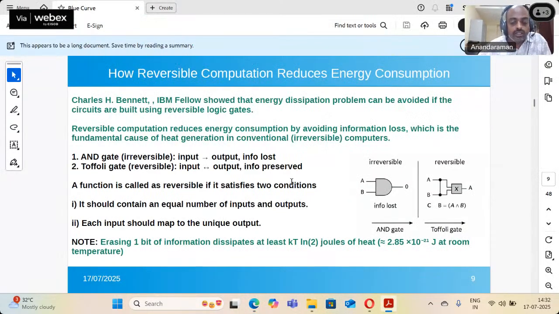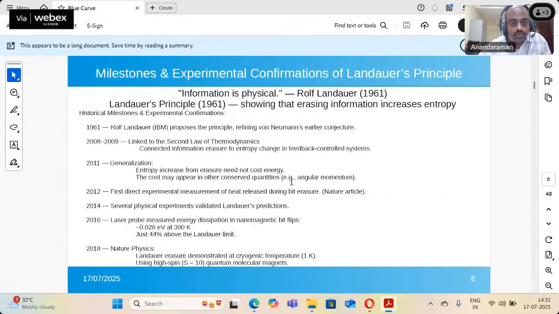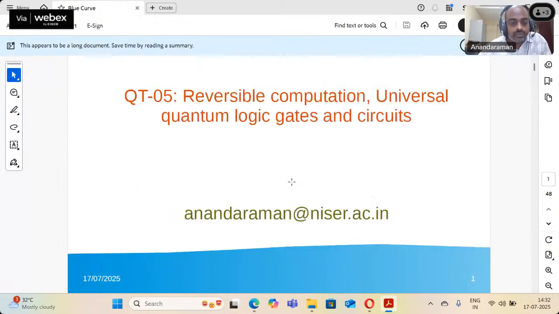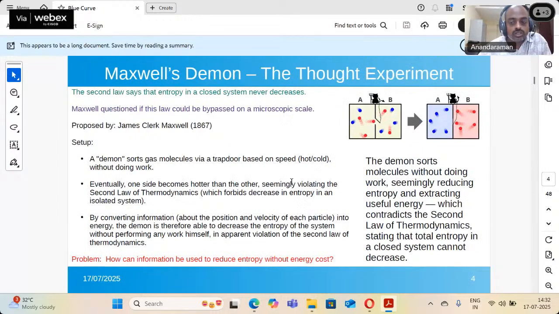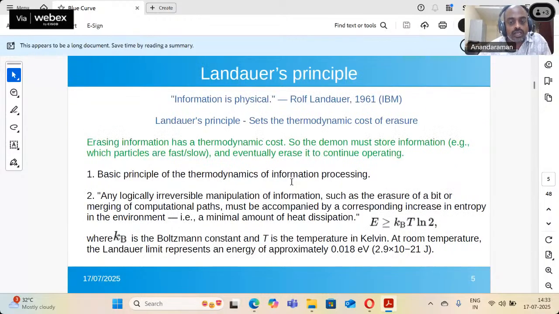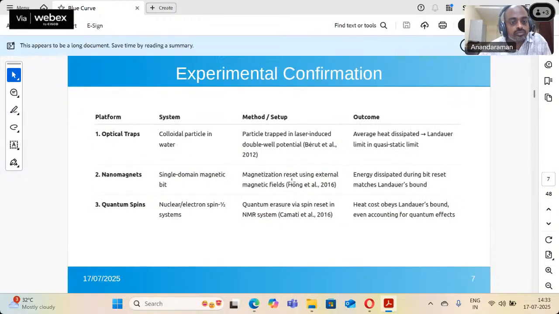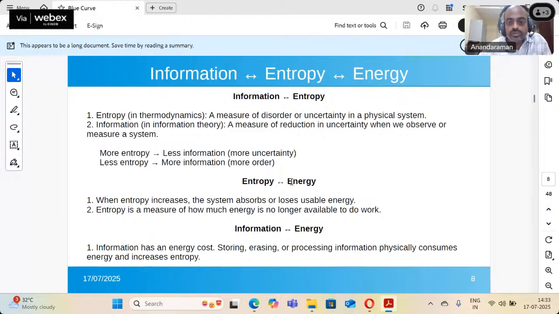So I think until this, everything is okay. Maxwell's thought experiment wanted to disprove the second law of thermodynamics. But after 97 years, the Landauer principle told that information is not logical, it is physical. So every erase we have to give a thermodynamic cost. Then it was experimentally proved.